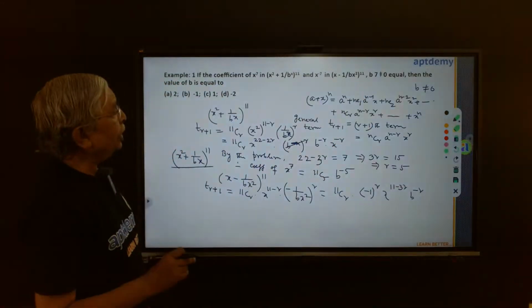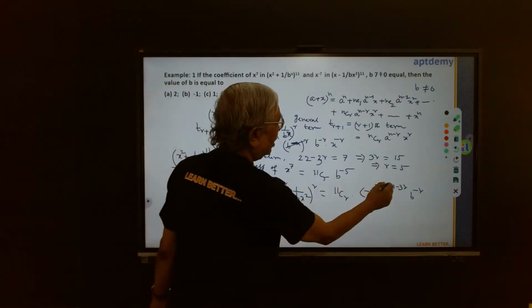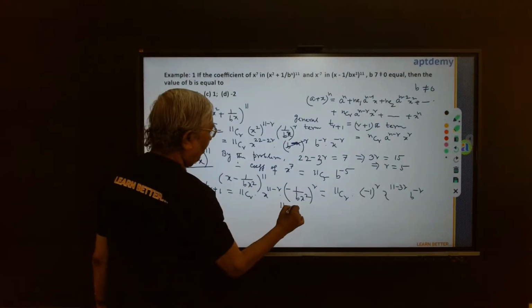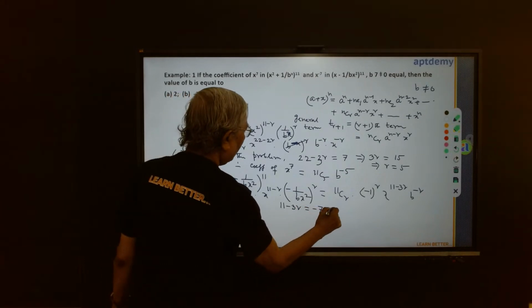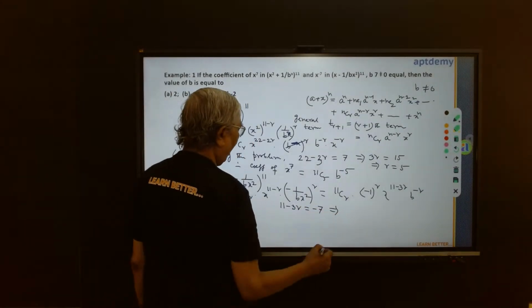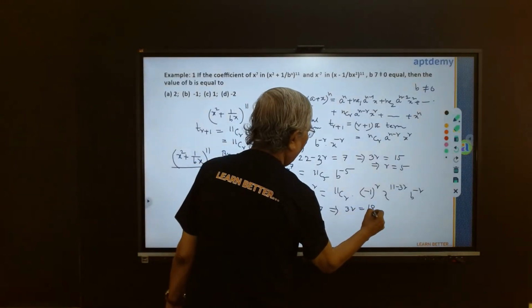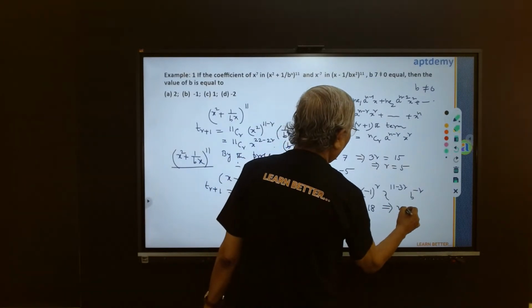We want the coefficient of x to the power minus 7. So by the problem, you can write 11 minus 3r equals minus 7. So this implies 3r is equal to 18, and this implies r equals 6.